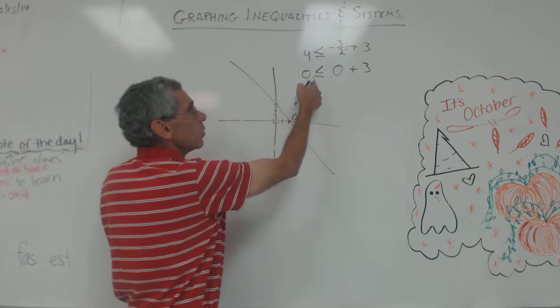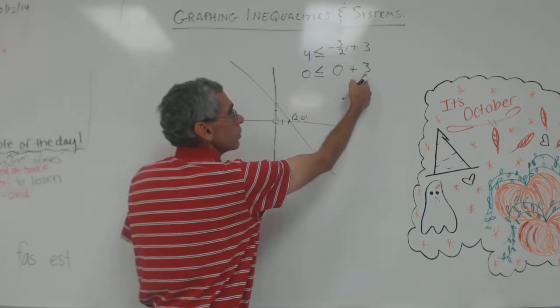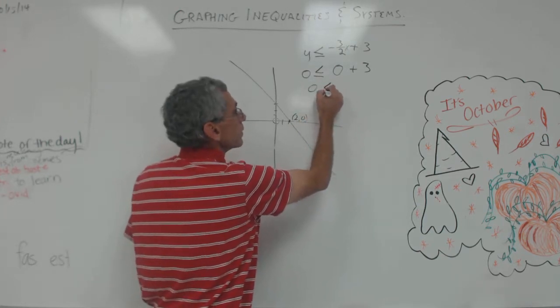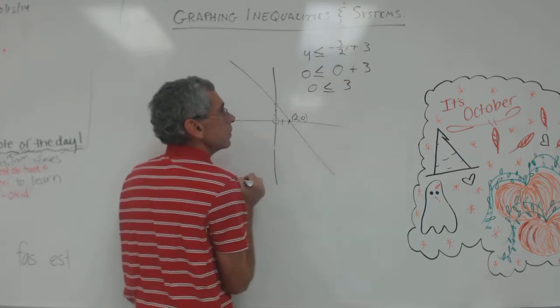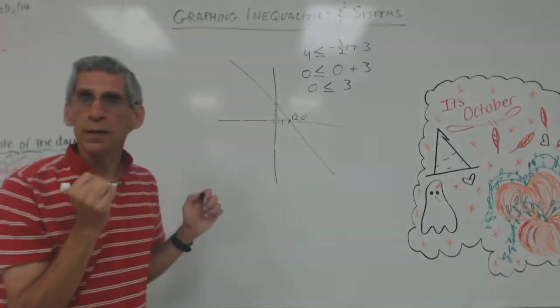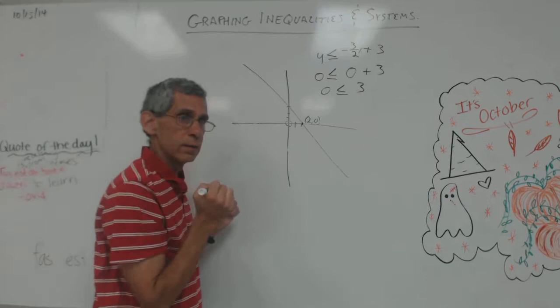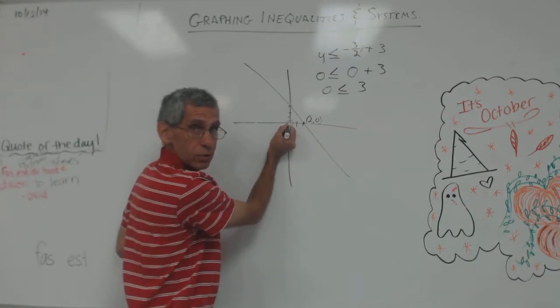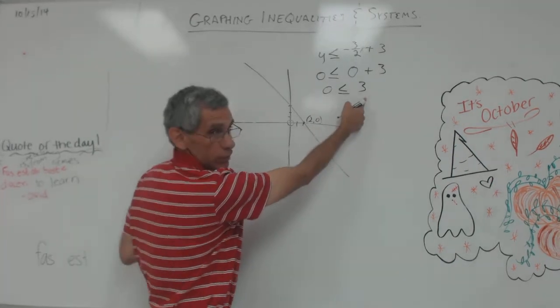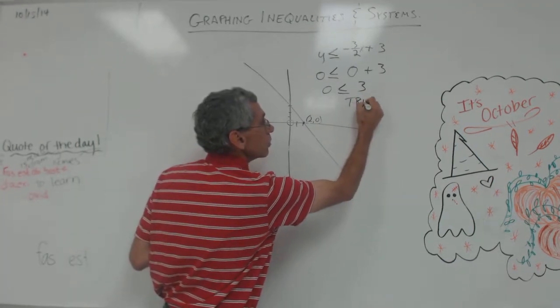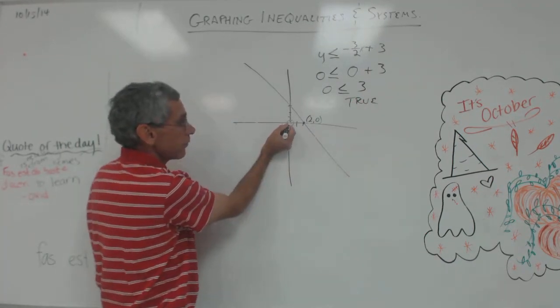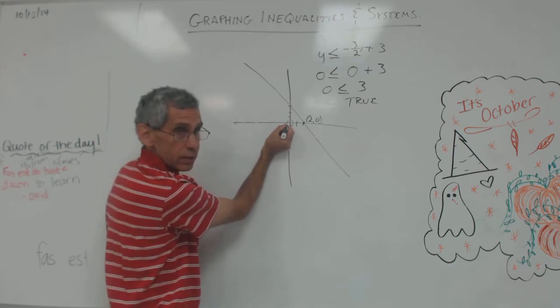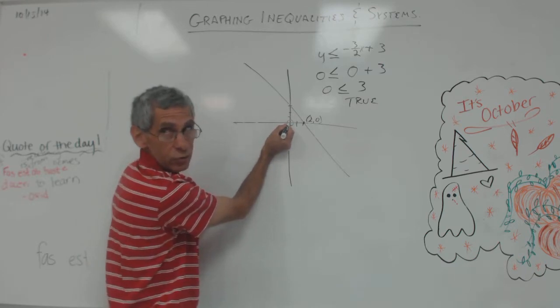Now, is 0 less than or equal to 3? Is 0 less than 3? Yes, it is, right? And so I know that is a solution. 0, 0 is a solution because I got a true statement. That is true, right? That means I have to shade on this side of the line. Everything on this side of the line is true.